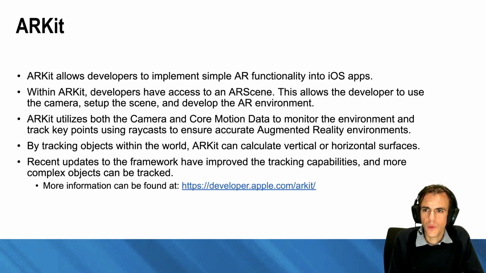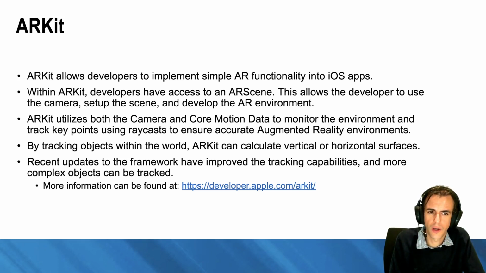Within ARKit, developers make use of an AR scene, and via this scene they can set up the camera, set up the scene, and develop the AR environment. ARKit uses a combination of the camera, I think it also uses a LiDAR detector on the newer devices, and it uses core motion data to monitor the environment and also the phone's orientation within it. In the process of this, it tracks objects within the world, like furniture and other things like that. And ARKit can calculate vertical and horizontal surfaces.